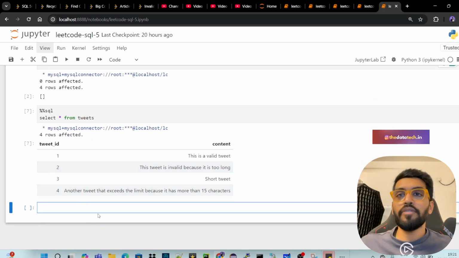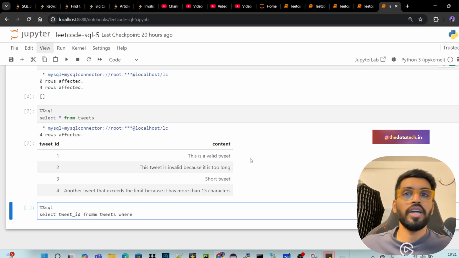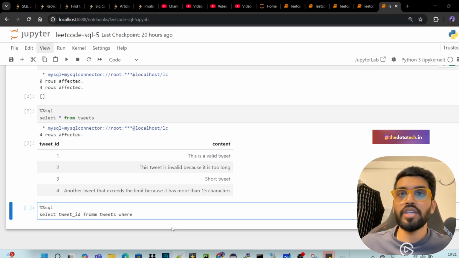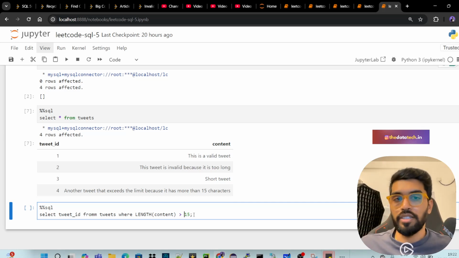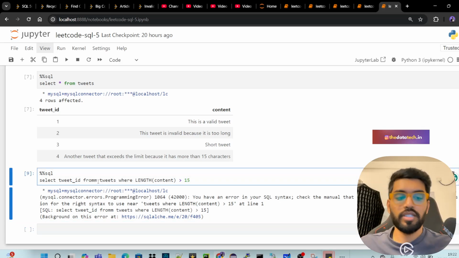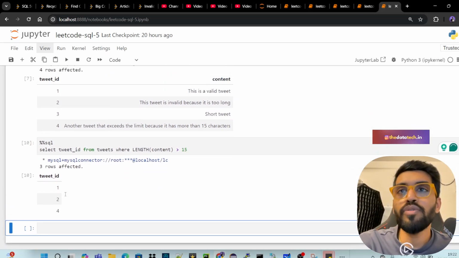Now what I have to do is ignore select star, it's just tweet ID, because they are expecting us to print only the ID from tweets where, okay, you have to get the ID of the invalid tweets. So where length of the content greater than 15. Okay, greater than 15. Just run it. Okay, fine. So 1, 2, and 4 are invalid tweets.